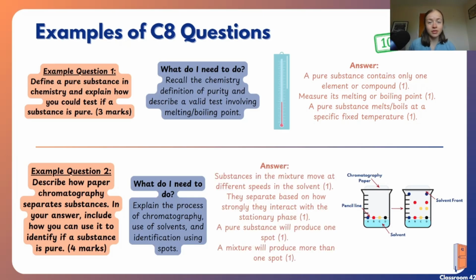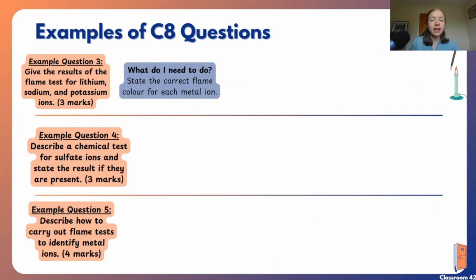An example answer for this could be that substances in a mixture move at different speeds in the solvent. They separate based on how strongly they interact with the stationary phase. A pure substance will produce one spot, a mixture will produce more than one spot. So in our example here, this is definitely a mixture or an impure substance, because we've got lots of different solvent fronts here. So question 3 is give the results of the flame test for lithium, sodium and potassium ions. This is 3 marks because you need to give the results for 3 different flame tests.